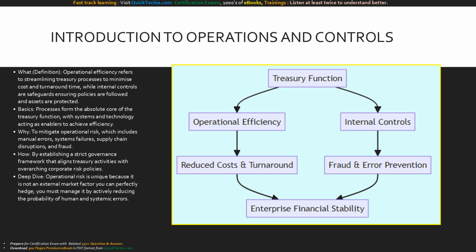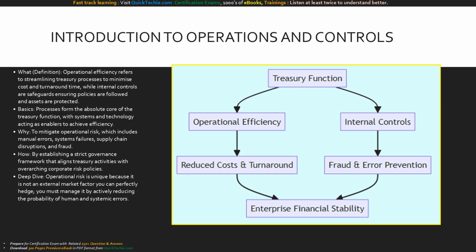In corporate Treasury, processes form the absolute core of the function, while technology acts as the enabler. What do we mean by internal controls? They are the safety mechanisms designed to ensure that procedures are followed in letter and spirit, preventing any financial leakage. Why is this so vital? Because Treasury manages the company's lifeblood. We must mitigate operational risks like manual errors, third-party failures, and fraud. How do we do this? By implementing rigid frameworks that govern every action.